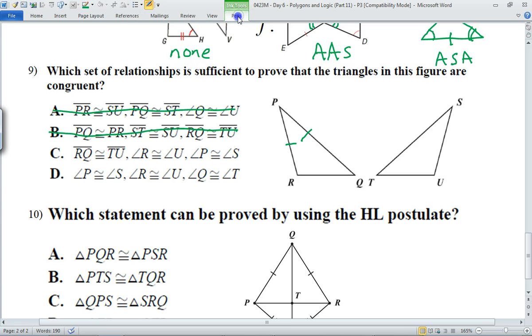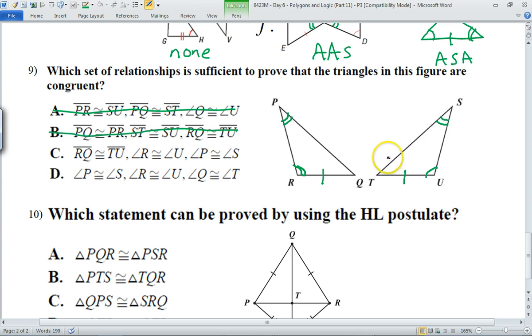Okay, let's look at C. Erase my marks. Let's see, RQ and TU. RQ, TU. So far, so good. Angle R and angle U. Angle R, angle U. Even looks right, doesn't it? Can there be more than one option? That's a negative. This is a multiple choice question. And then angle P and angle S.